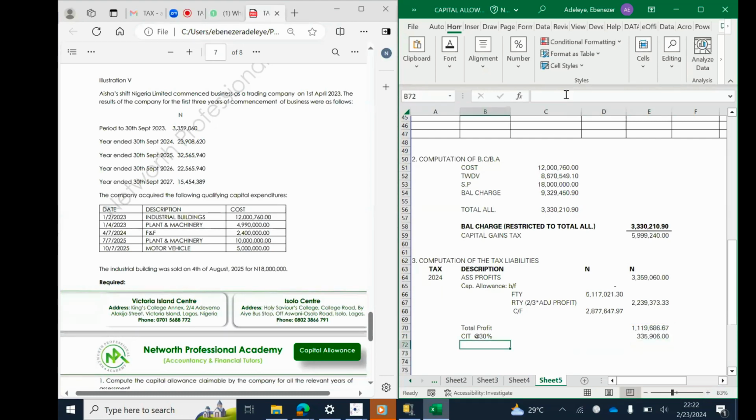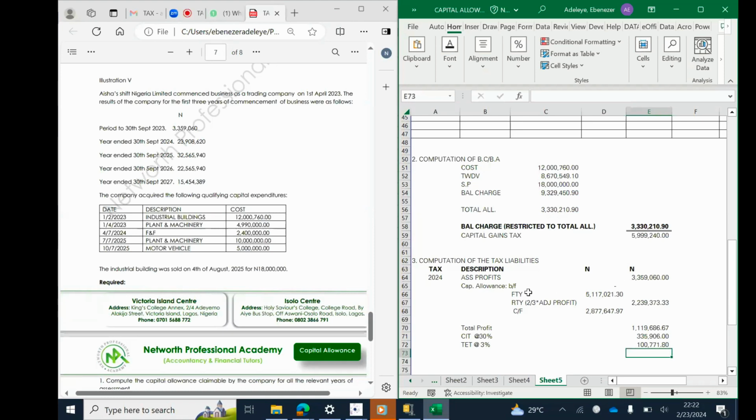Also, the second liability you compute is your tertiary education tax. I know we have not really talked about these things, but tertiary education tax is 3% of what? Of adjusted profit. It is not 3% of total profit, but of adjusted profits. So you come here and do 3 divided by 100 times this, and you have 100,771. Please let me know if you have any question at this point.